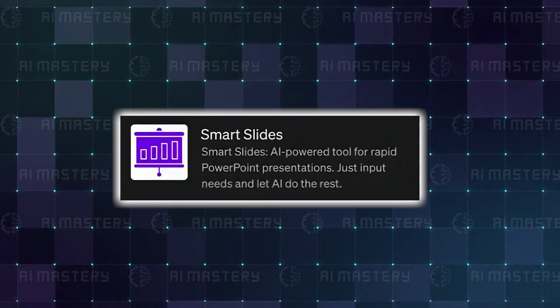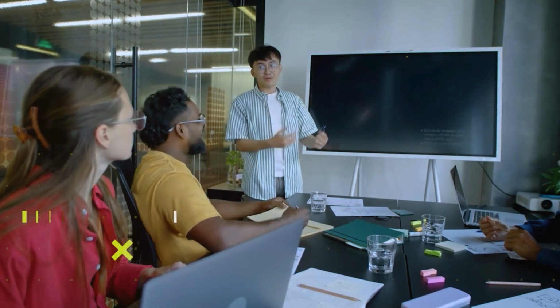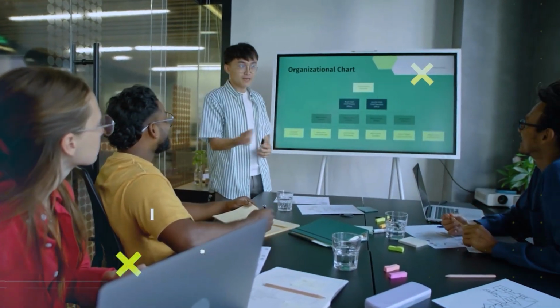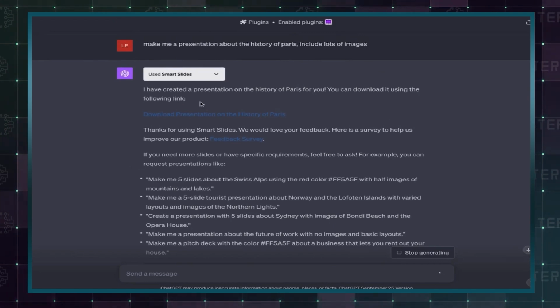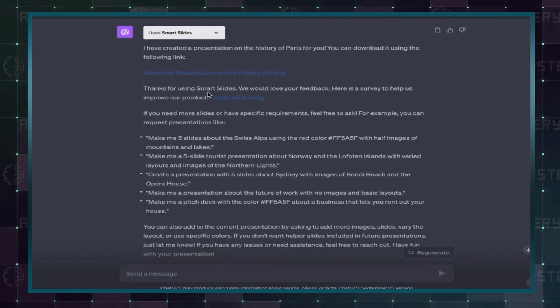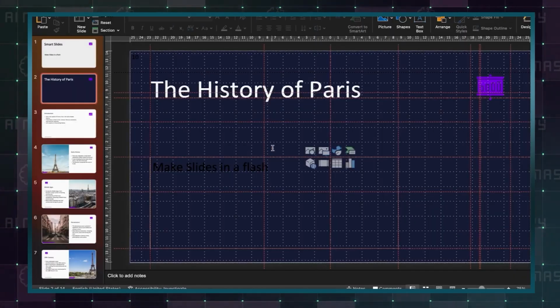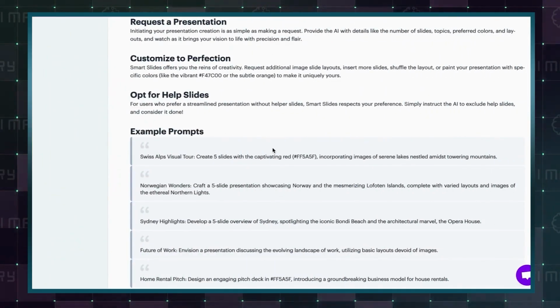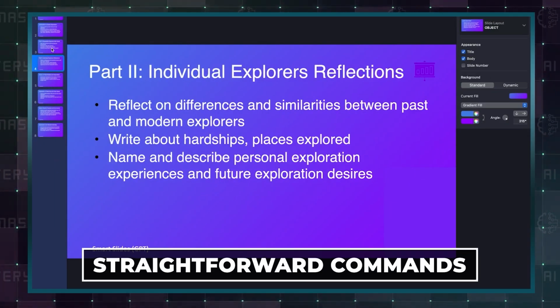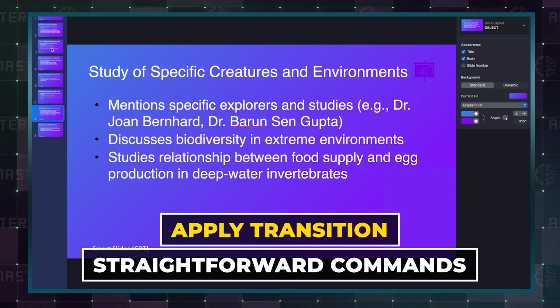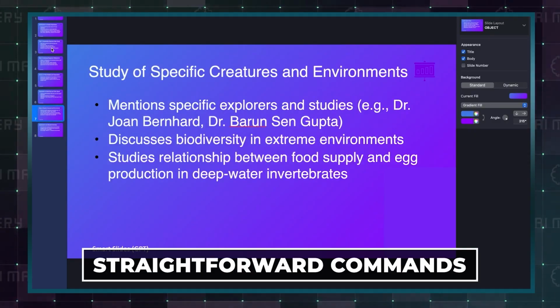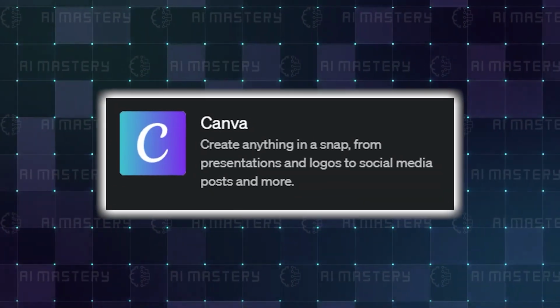Number five is Smart Slides. Professionals across industries rely on slides for effective communication. However, the traditional method of creating slides can be cumbersome and stressful. Smart Slide is a ChatGPT plugin that simplifies the process. You can create, edit, and even do transition slides with this plugin. You can also use straightforward commands like create a new slide or apply transition to create different effects on your transitions.